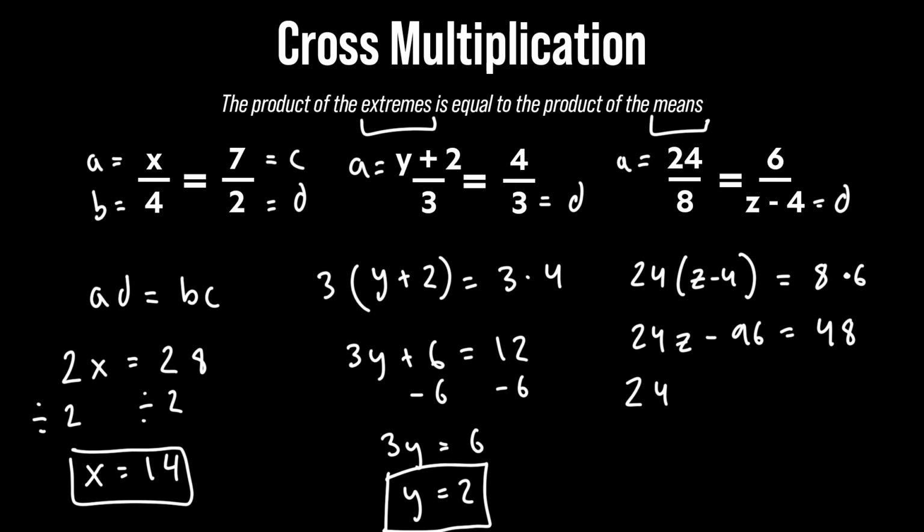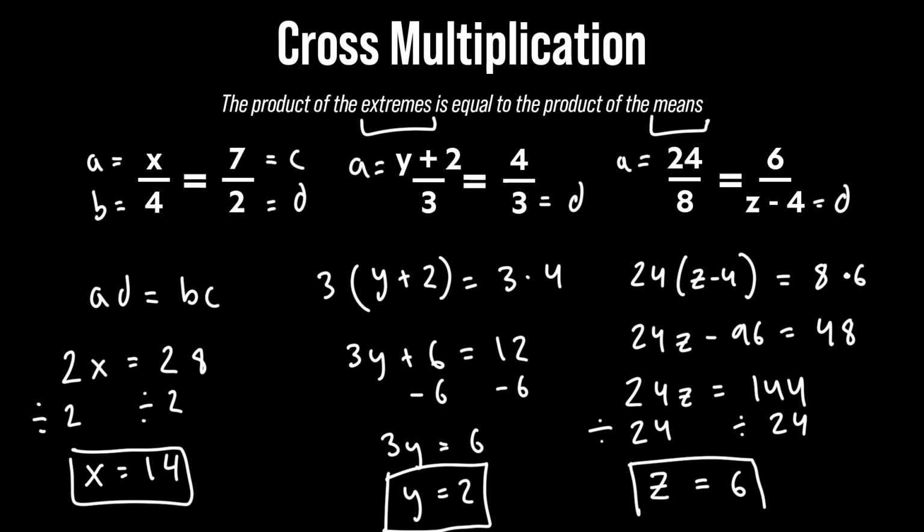So we get 24z is equal to 96 plus 48, which is 144. And now let's divide both sides by 24 in order to isolate the z. And we get z is equal to 6. So that's our answer.